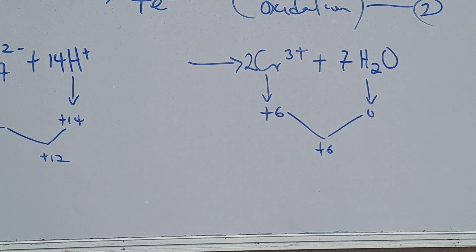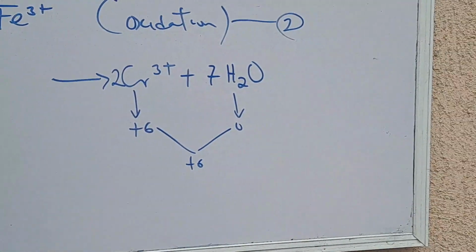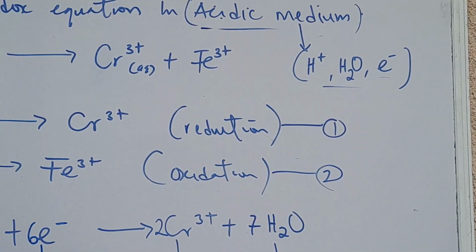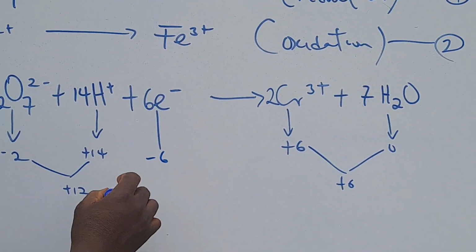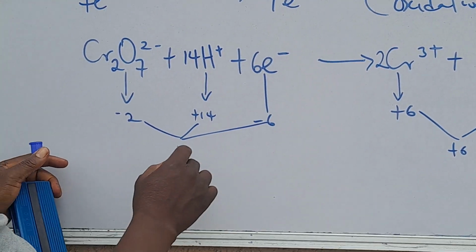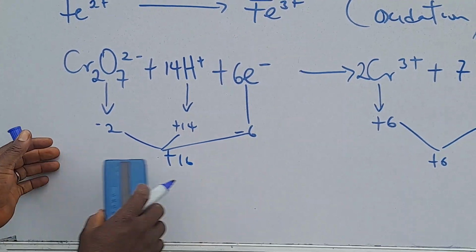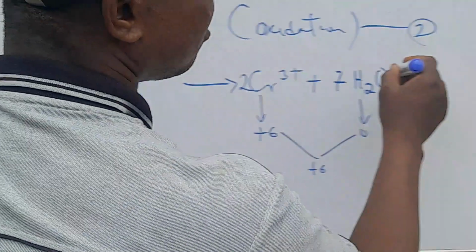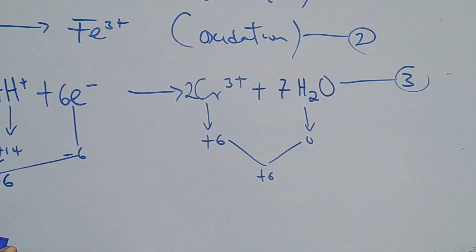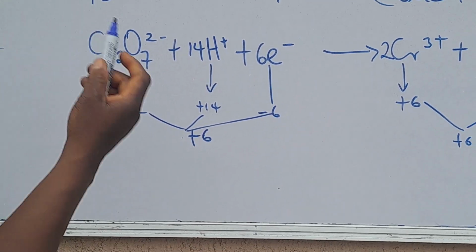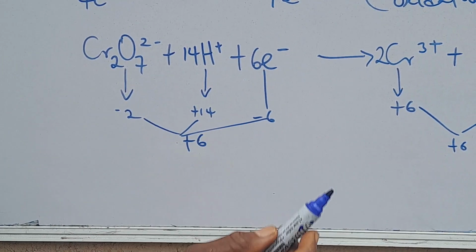At the product side, we have plus 6. Wow. This equation is not balanced. I have to balance it by adding electrons. So I'm going to add 6 electrons. So what do I have in total? I have plus 6, plus 6. This equation is balanced. I call it equation 3.